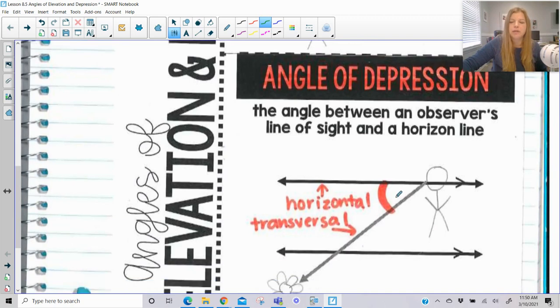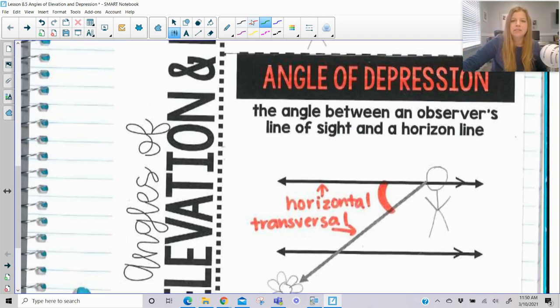So if you were standing somewhere and you were looking downwards, the angle of depression is this angle from your line of sight, your horizon, to where you are actually looking. And it's this angle here. I know that looks so weird. That is where your angle of depression is.